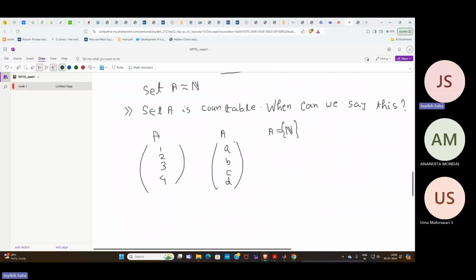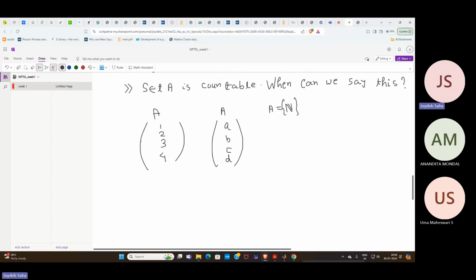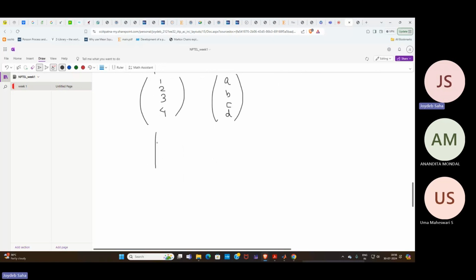If A is ABCD, then also it has a finite number of elements, so it is countable. And if A includes all the natural numbers, then the elements are infinite, but countably infinite. So it is countable. So what are the conditions to be countable? One is a finite number of elements.